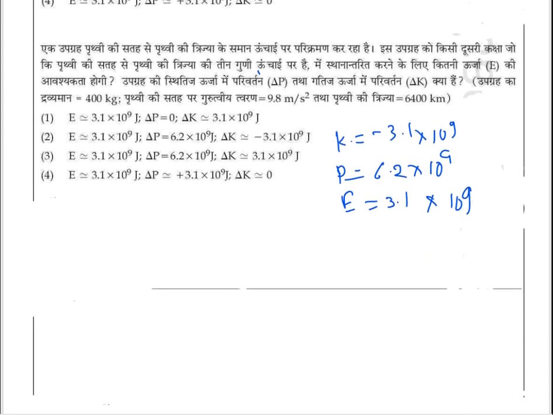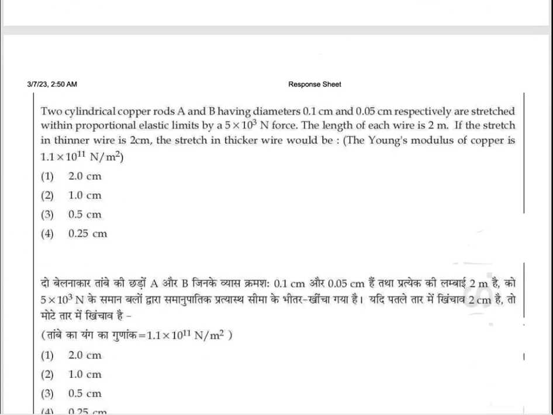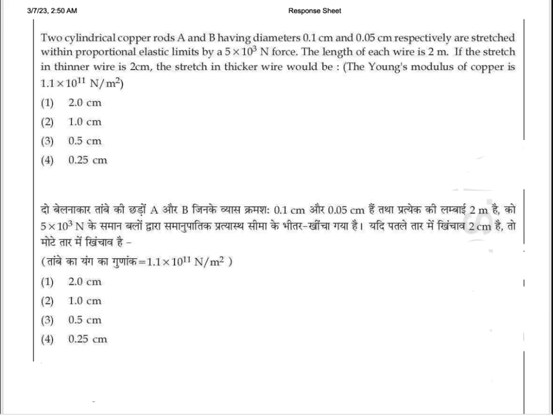So our next question is given as two cylinders of copper. Two cylindrical copper rods A and B having diameter 0.1 and 0.05 centimeter respectively are stretched within the proportional elastic limit by 5 into 10 to the power 3 newtons. The length of each wire is 2 meter. If the stretch in the thinner wire is 2 centimeter, the stretch in the thicker wire would be?